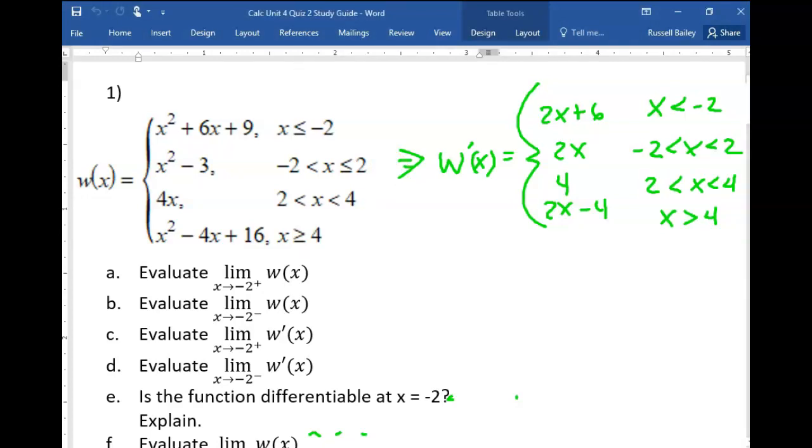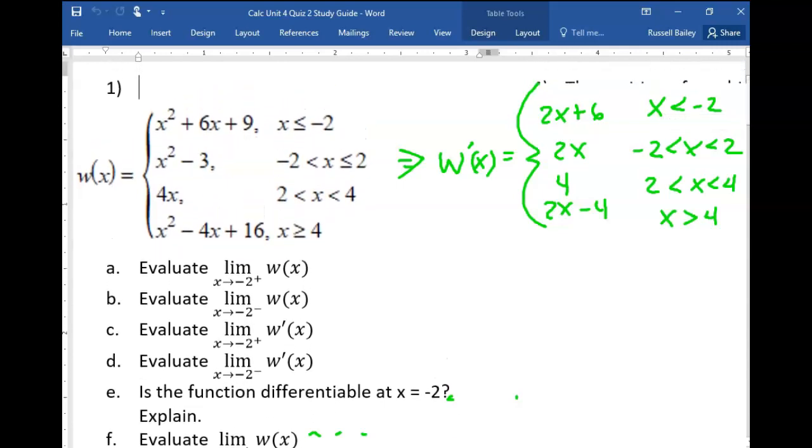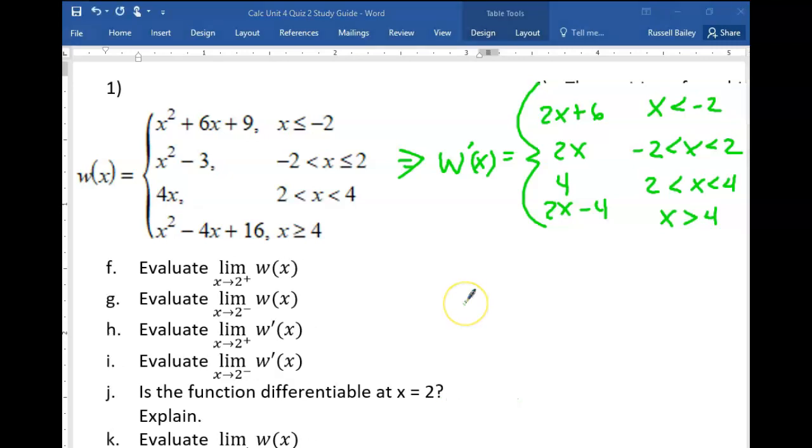Scrolling down. You know what? I'm going to do that a little bit different. All right, we're going to repeat the same exercise here, but now we're approaching 2 instead of -2. So we're going to do it for w of x and then w prime of x, and then we're going to determine is it differentiable or not. So let's go and do it.